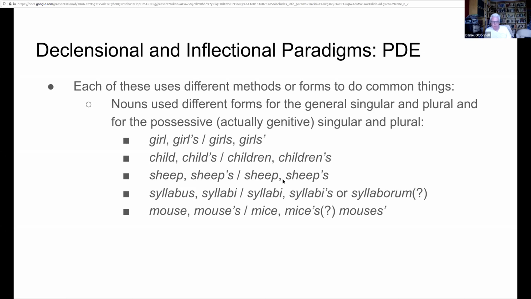You have syllabus and syllabi, and then I don't know, depending on how pedantic you are, syllabis or syllaborum, or who knows. If you want to be really, really pedantic, you could argue that you're really borrowing this from the 18th century where people misunderstood it as a fourth declension, in which case it would be syllabus, syllabus, syllabus, syllabus.